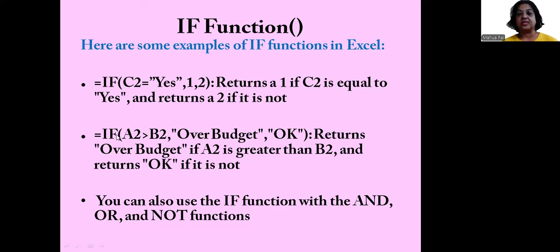So here the thing is that if the content of the cell reference A2 is greater or higher than the content of cell reference B2, then over budget will be the result, means over budget will be printed. Otherwise, if the content of the cell address A2 is less than or equal to the content of the cell address B2, then OK will be printed in place of the result of the if function.